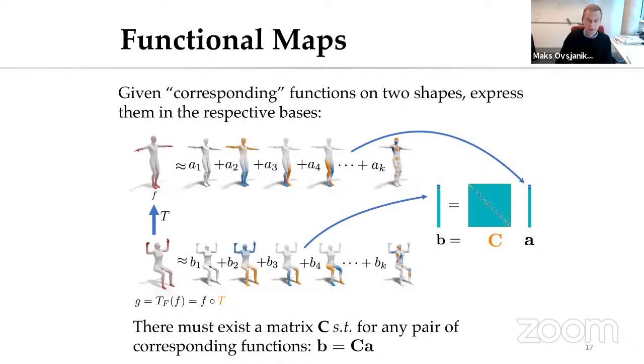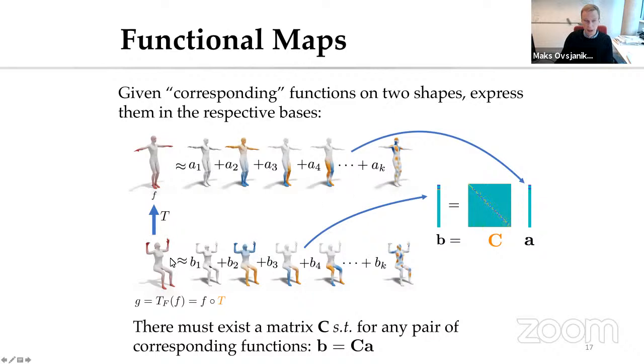So, given this, how does this help us in the shape correspondence problem? There is a concept that we introduced with some colleagues like 9 years ago, and it's called functional maps. And the idea is the following. If I have a shape and a function on that shape, I can represent it as a linear combination of these basis functions.